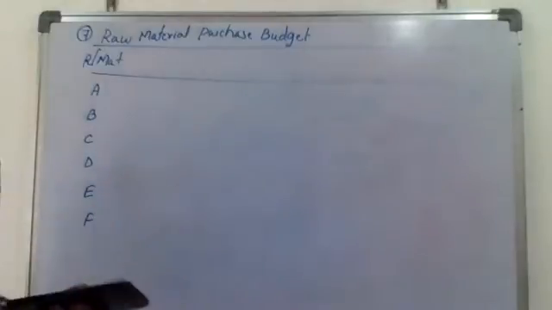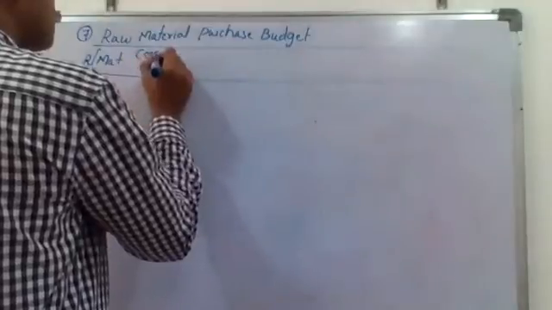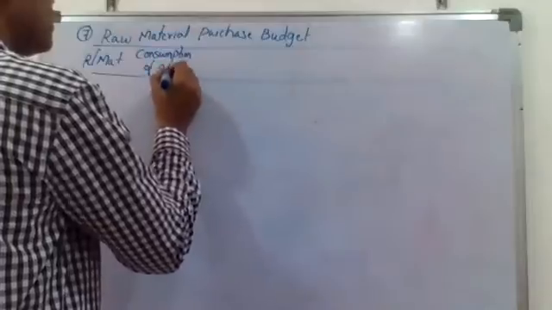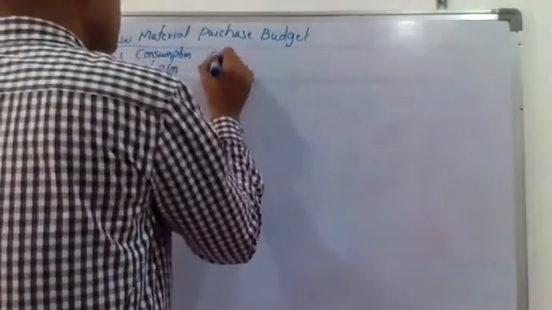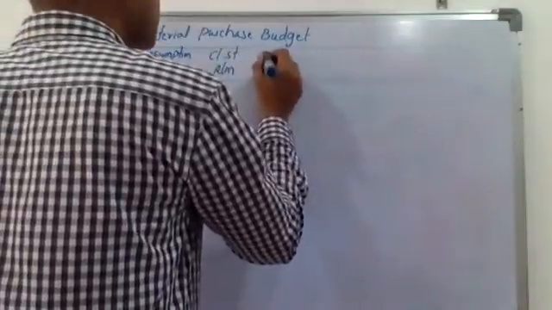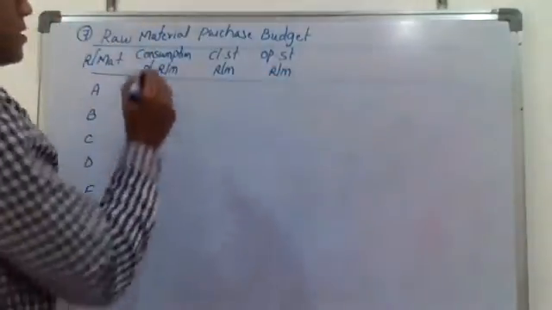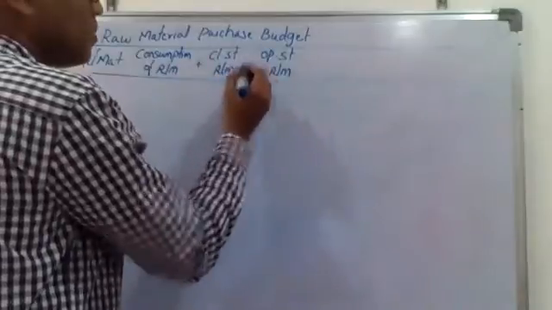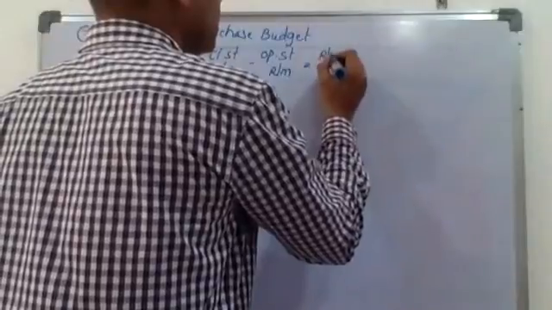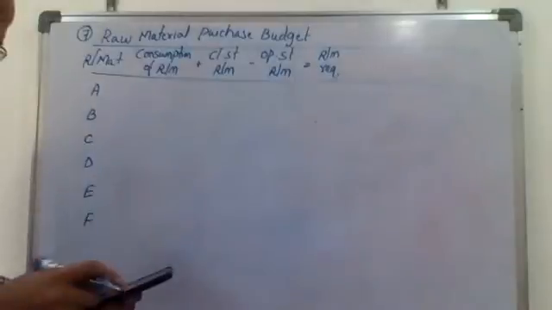Then what is the formula we are going to apply for raw material budget? I will start with consumption of raw material. Then to this I have to add closing stock of raw material. From this I have to deduct opening stock of raw material. See, I'll take consumption plus closing stock minus opening stock. That is going to give me raw material required.